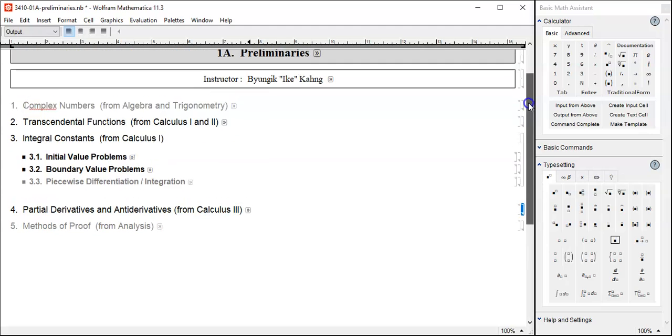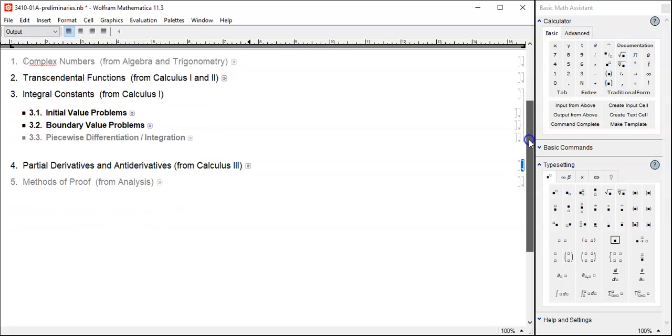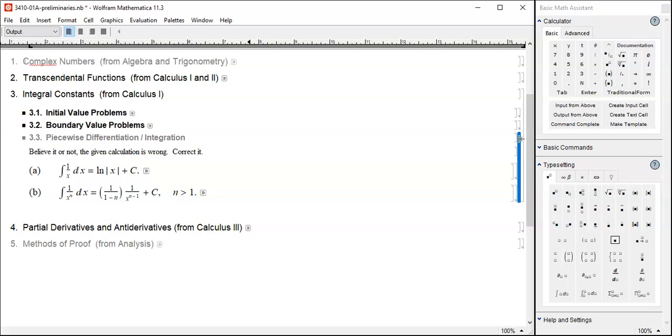So what's the moral of the story here? How to deal with integral constants? Well, integral constants were no big deal in Calculus 1, but here in differential equations, they are a big deal. I have a little bit of time left, so let's talk about piecewise differentiation. Not a humongously important topic, so let's talk about it anyway.